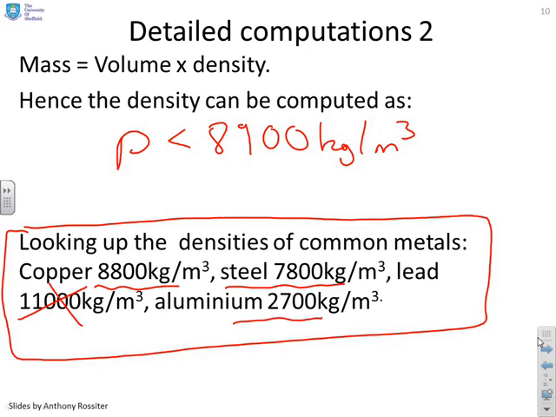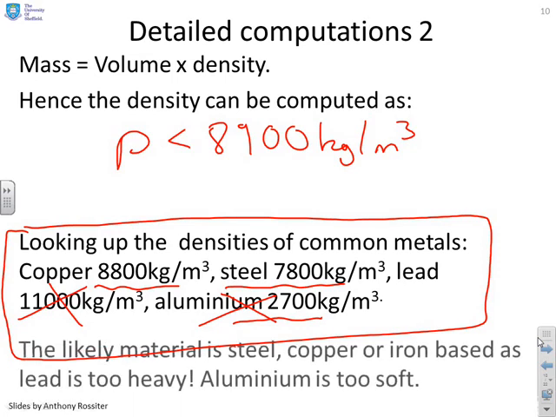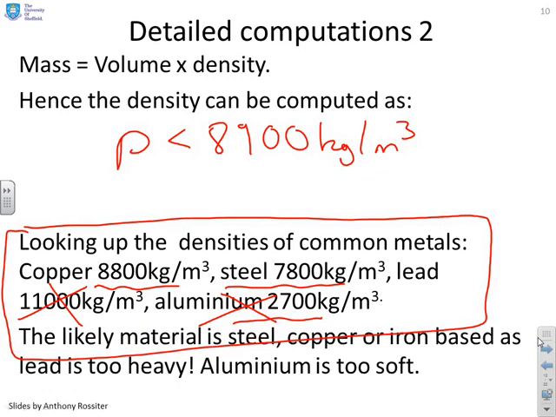Now, what about aluminium? Well, if you look back at the question, you'll have noticed it said it didn't want the material to be soft. And aluminium is quite soft. So I'm going to reject that one. And what do we get left with? Well, it's going to be something like copper or steel or iron. Okay, so the likely material is steel, copper or iron because lead is too heavy and aluminium is too soft.